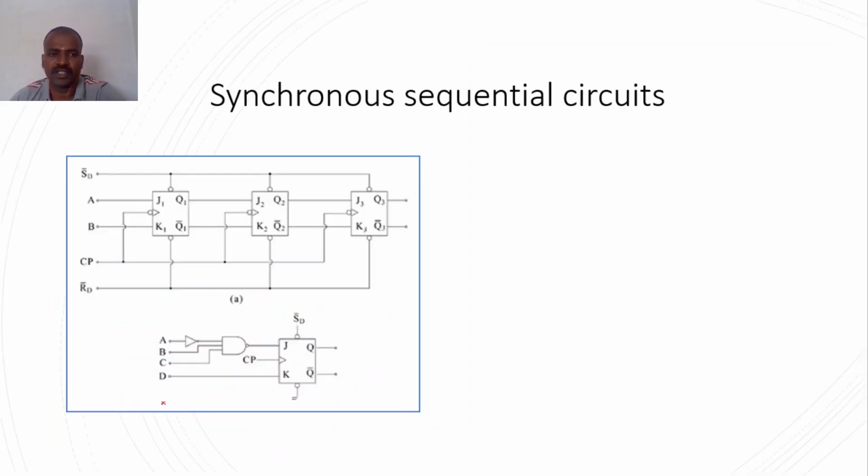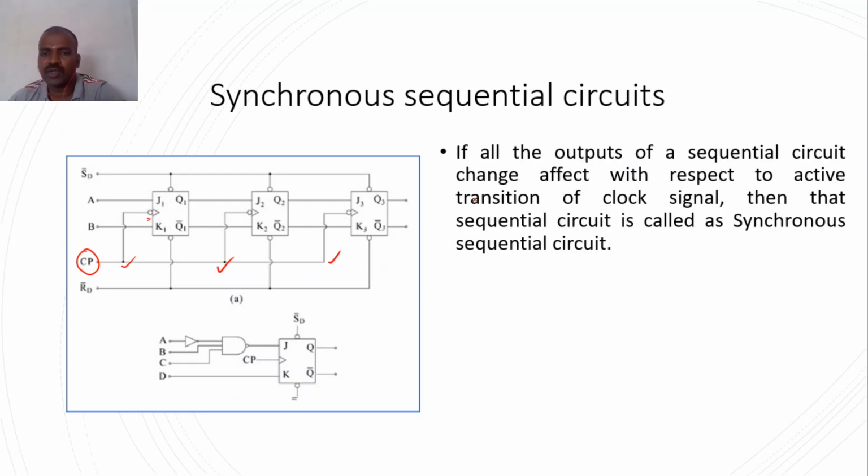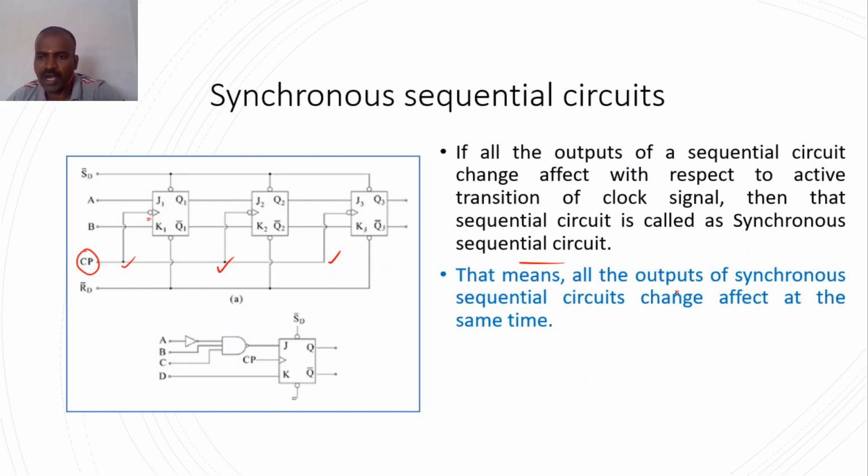Now, synchronous sequential circuit. Have a look at this. JK flip-flops are used here, and a low level clock signal is used. See, the clock pulse is applied simultaneously to the first one, the second one, and the third one. So for all three flip-flops, the clock pulse is applied simultaneously. If a sequential circuit changes with respect to the active transition of the clock signal, then that sequential circuit is called a synchronous sequential circuit. So the outputs of synchronous sequential circuits change at the same time. Here it works at the same time because all the devices are connected with individual clock pulses.